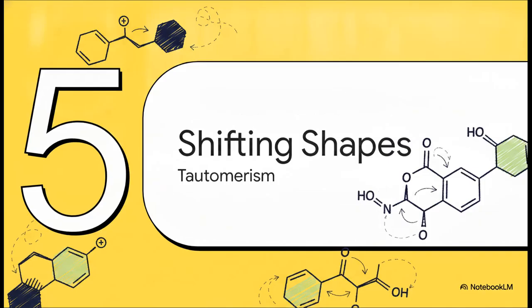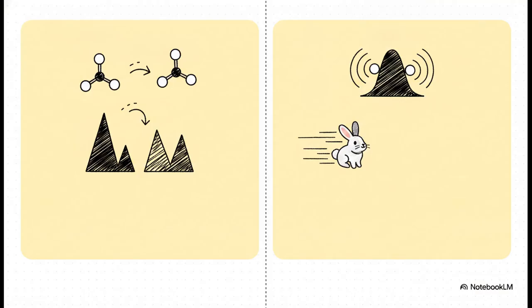Section 5. Shifting shapes, also known as tautomerism. Up until now, we've been completely focused on intermolecular exchange in the solvent. But what if the exchange is happening internally, inside the molecule itself? There are two main types of this shape-shifting, or tautomerism, to consider, and they act completely differently in front of our NMR camera. First is keto-enol tautomerism.